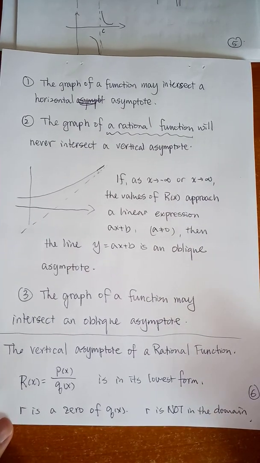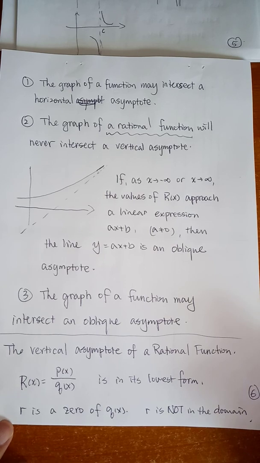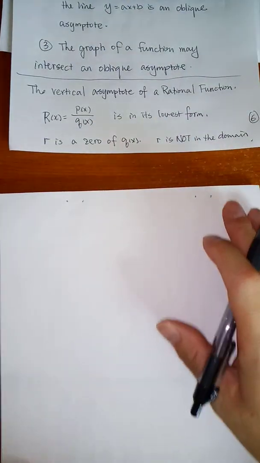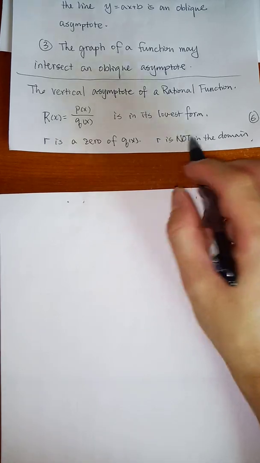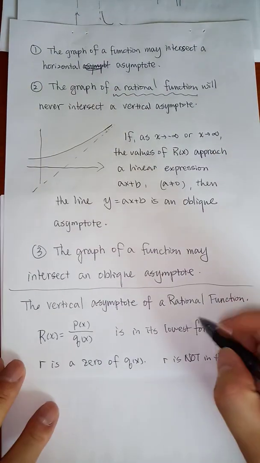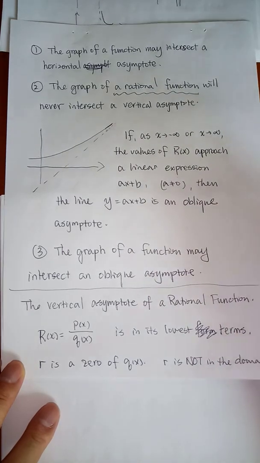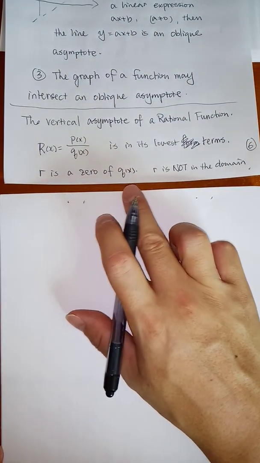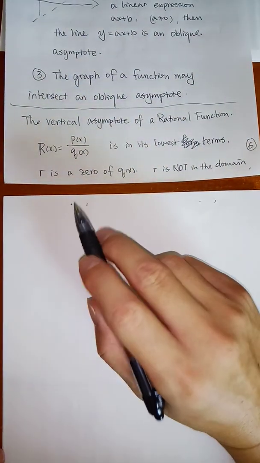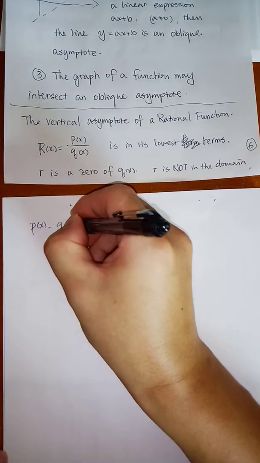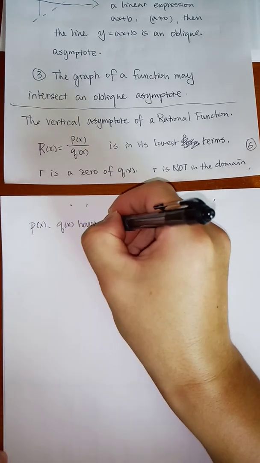R is the 0 of the denominator. So R is not in the domain. It's in the except part. Okay, so since this is in lowest terms, the concept is lowest terms. Since this R is already in its lowest terms, P and Q have no common factor. Px, Qx have no common factor.